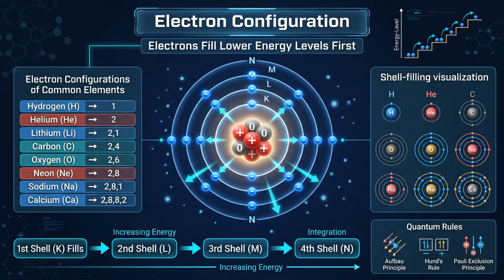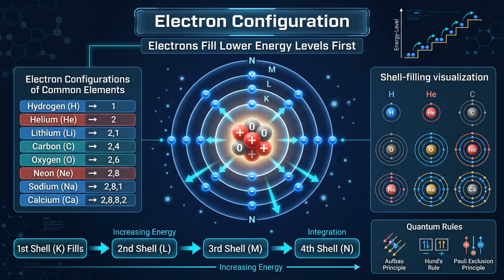Now let us examine oxygen, which has 8 electrons. 2 electrons occupy the K shell, while the remaining 6 occupy the L shell. Therefore, oxygen has the electron configuration 2-6. Since oxygen has 6 valence electrons, it needs only 2 more to complete its outermost shell. This explains why oxygen readily forms chemical bonds with many other elements.